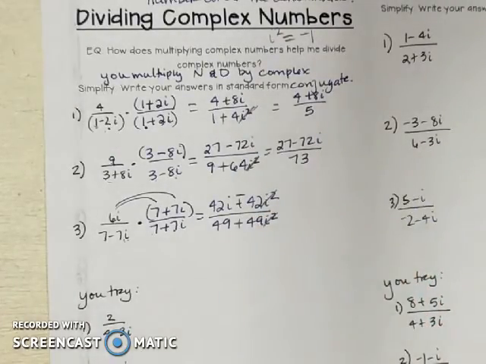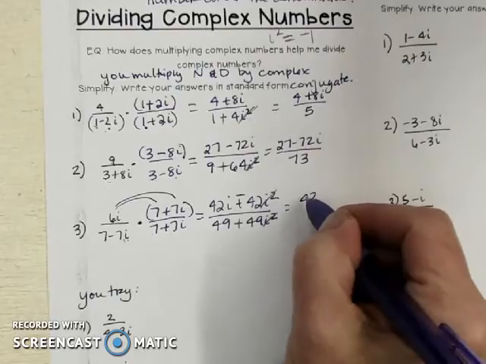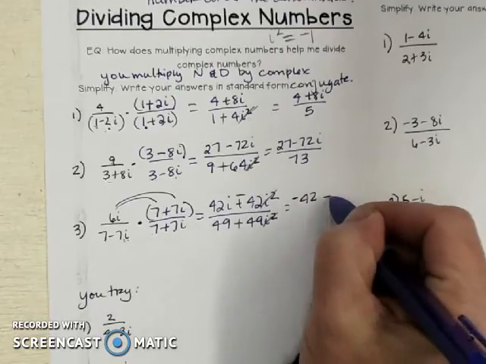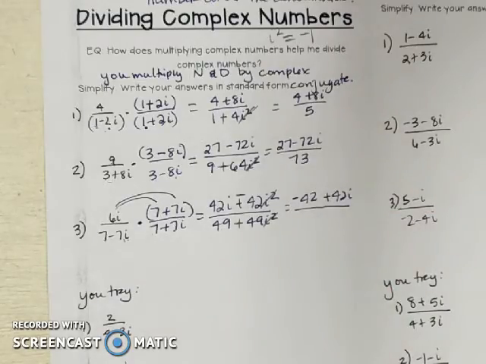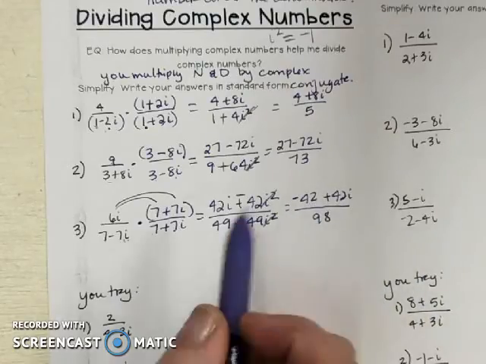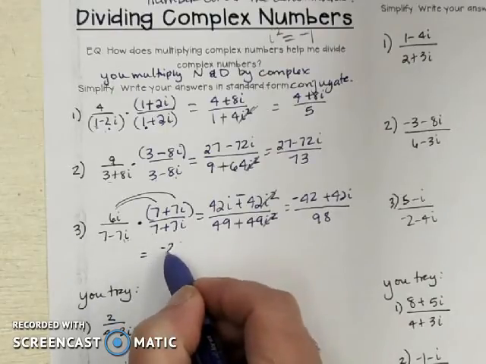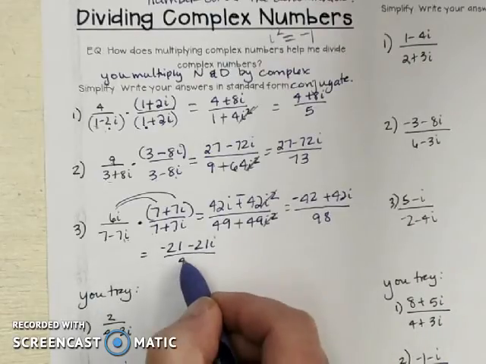Now to put it in standard form, in my numerator, I need negative 42 plus 42i, and 49 plus 49 is going to give me 98. Now I'm looking at those numbers, and I see that they're all even, so I know they're at least all divisible by 2. So if I take a 2 out of here, a 2 out of here, and a 2 out of here, I'm going to get negative 21 plus 21i over 49.